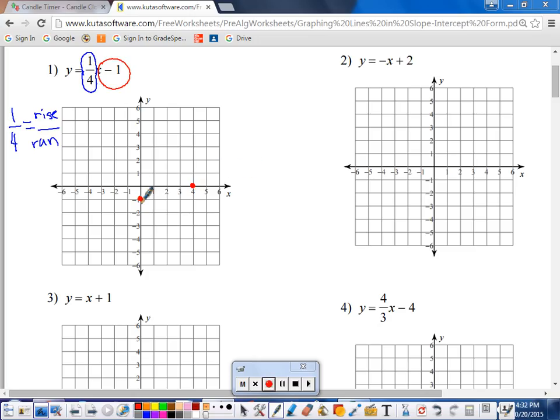I can also work backwards. I can go back 4 and then down 1, and I can make sure the rule still fits. Rise 1, 1, 2, 3, 4. I now have enough points to make a straight line.